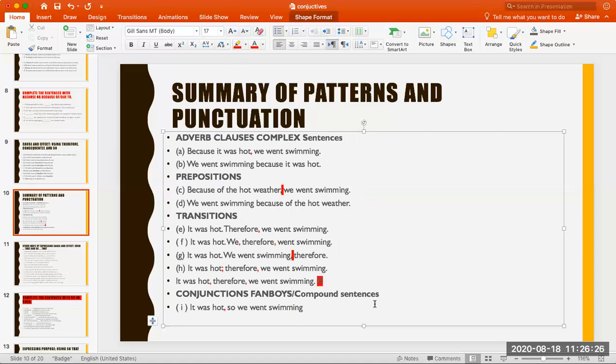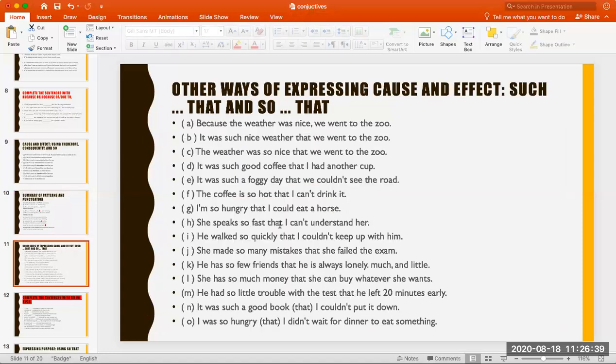Conjunctions, fanboys, to create compound sentences. It was hot. Optional comma again. We always add the comma before the fanboys, and it's optional. If you don't use it, it's okay. So we went swimming.